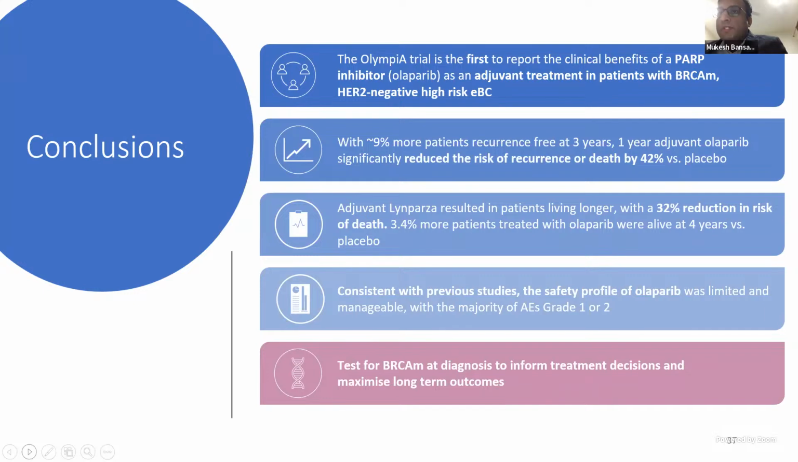Around 9% more patients were recurrence free at 3 years. 1 year adjuvant olaparib significantly reduced the risk of recurrence or death by 42% compared to placebo. Adjuvant olaparib resulted in patients living longer with 32% reduction in risk of death. 3.4% more patients treated with olaparib were alive at 4 years versus placebo.